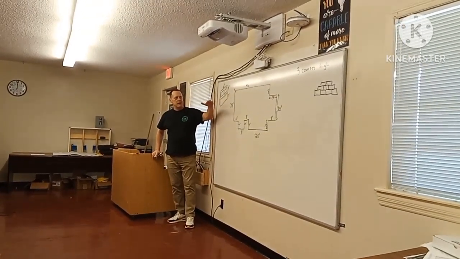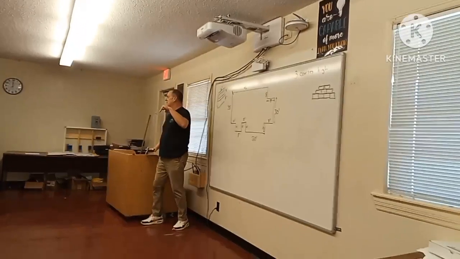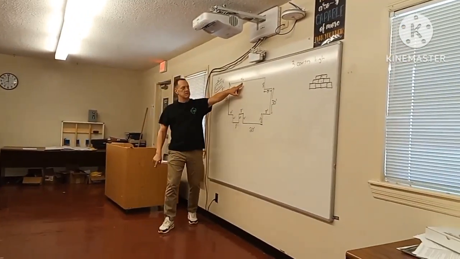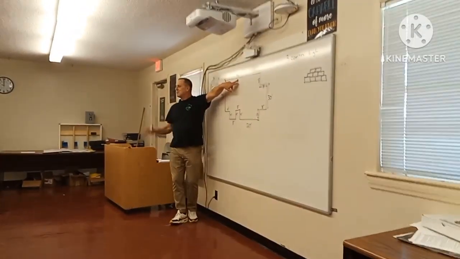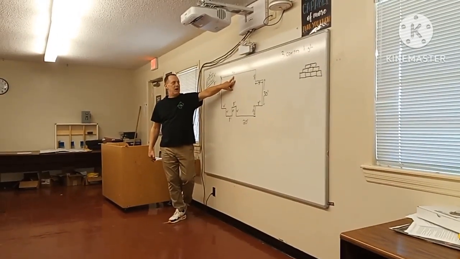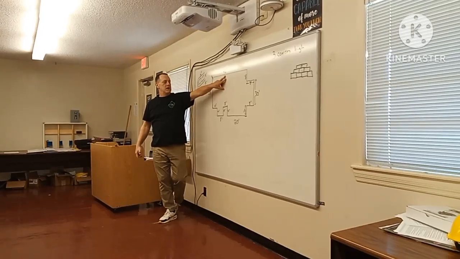So let's go around and add this up. Let's see if we can find what the actual linear perimeter footage is for this building. Let's go this way first. What we got? 46. Don't skip on me. I heard you. You already got the answer, Liliana? All right, well, what'd you say it was? 224. All right, we're going to see if that's right.